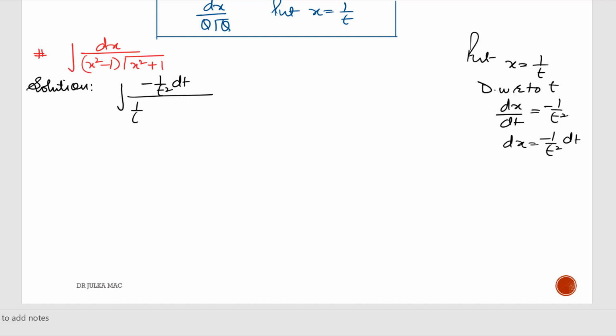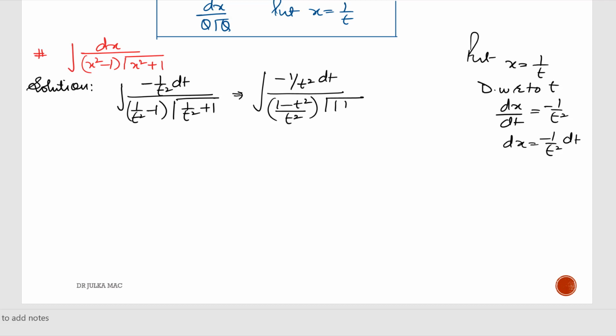Replace dx by minus 1 by t square dt and x by 1 by t. After simplification, we will get minus 1 by t square dt divided by (1 minus t square) whole divided by t square, multiplied by root of (1 plus t square) divided by t. And further simplification will get the answer minus t dt divided by (1 minus t square) into root of (1 plus t square). Now it is the same as the previous case, that is x dx divided by quadratic into root quadratic.